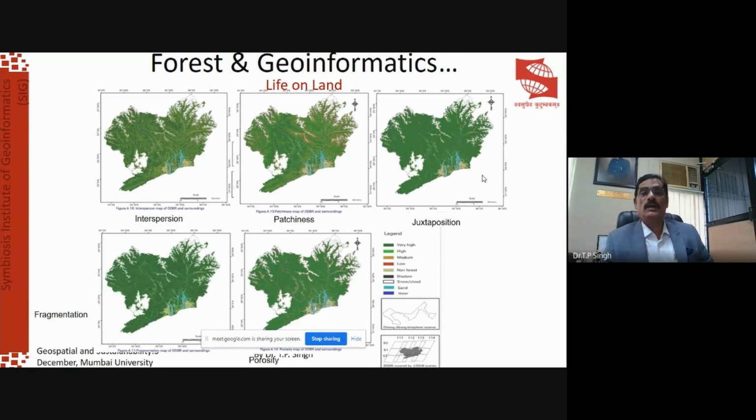So if you look over here, interspersion, patchiness, and juxtaposition have been calculated for central Arunachal Pradesh in the eastern Himalaya region. Remote sensing plays a very important role for this purpose, because it's very difficult to get information of those regions. This is a very densely forested region of Arunachal Pradesh.